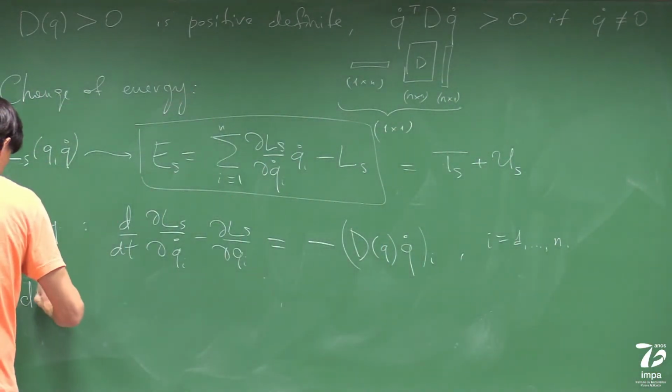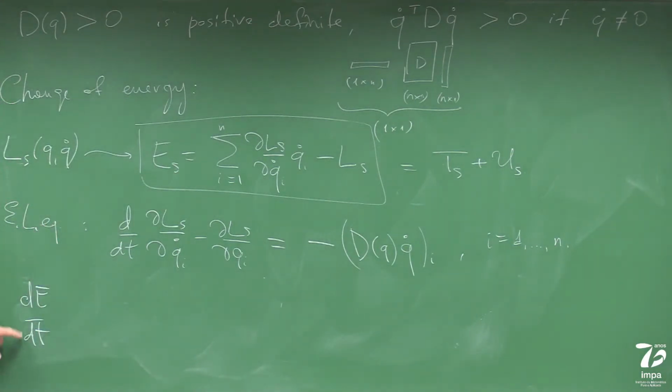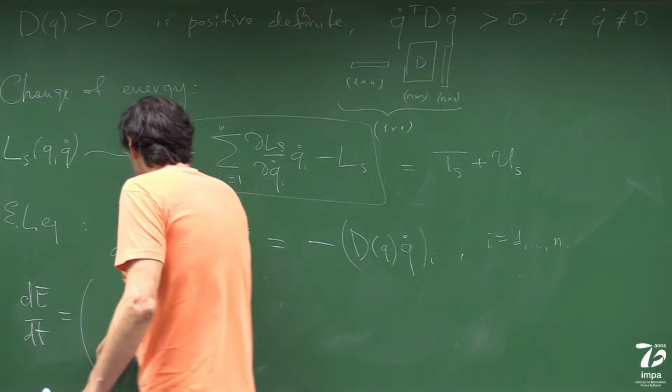So the change of energy is the derivative. We have to differentiate it with respect to time along the trajectory, right? Along the trajectory. So we have to differentiate this full expression.